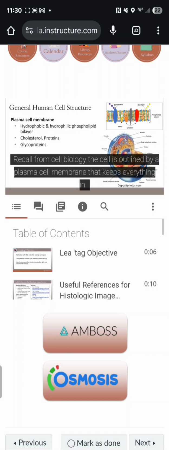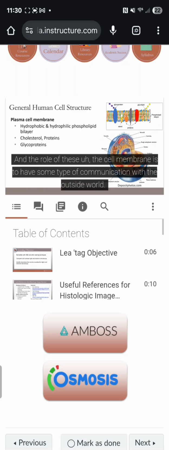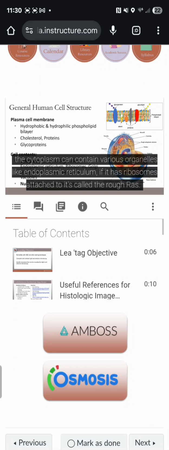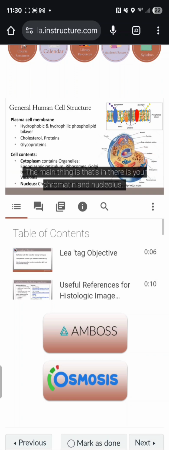Recall from cell biology, the cell is outlined by a plasma cell membrane that keeps everything in. Within the plasma membrane, you have a hydrophobic, hydrophilic phospholipid bilayer, cholesterol, proteins, and glycoproteins, and the role of the cell membrane is to have some type of communication with the outside world. It can have receptors, and it contains everything within the cell, even electrolytes and all the juices inside, the cytoplasm. Within the cell contents, the cytoplasm can contain various organelles, like endoplasmic reticulum. If it has ribosomes attached to it, it's called the rough ER. If it's without, it's called the smooth ER. You can also have Golgi apparatus, mitochondria, lysosomes, vacuoles, etc. Within the nucleus, the main things are your chromatin and nucleolus, and don't forget the nucleus is surrounded by a nuclear membrane.